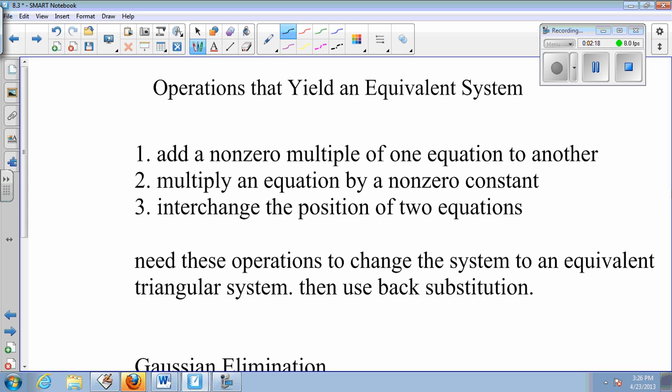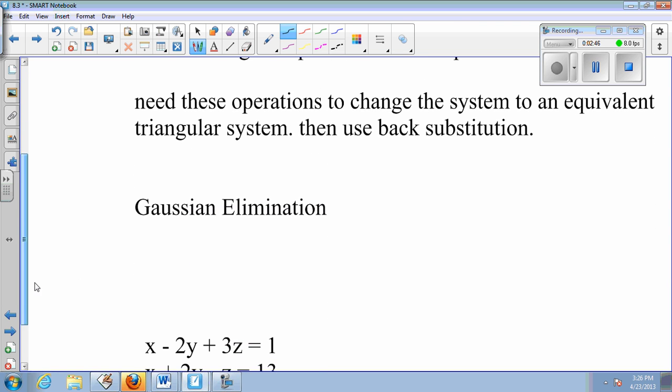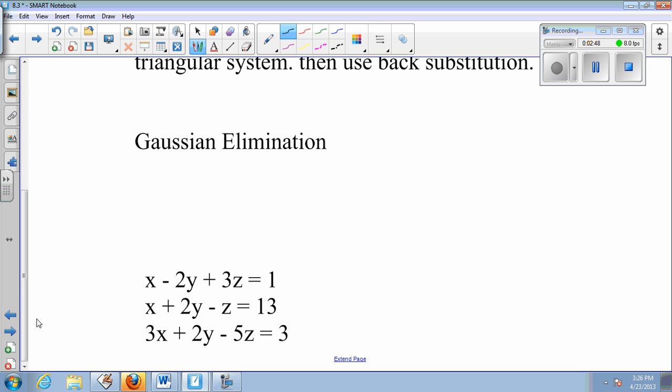Operations that yield an equivalent system. We can do 3 different things. We can add a non-zero multiple of one equation to another, multiply an equation by a non-zero constant, and interchange the position of 2 equations. We need these operations to change the system to an equivalent triangular system, and then use back substitution. So this is called Gaussian elimination. Gauss is a famous mathematician that started this method.